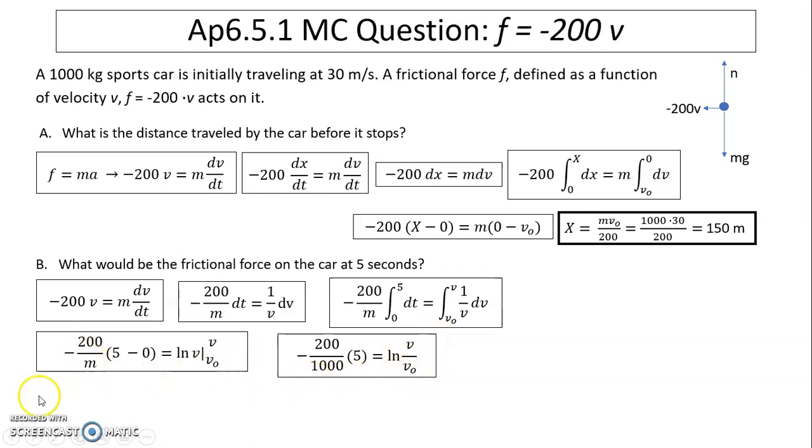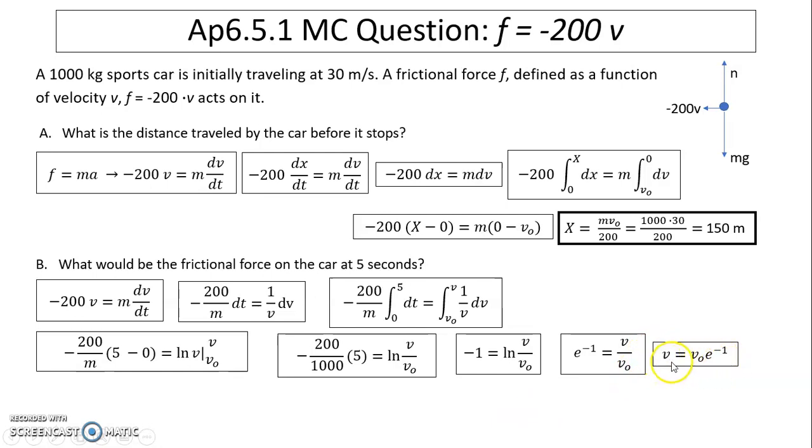And here we substitute m, this is the value we have, and simplify it. On the left hand side, we have negative 1. On the right hand side, we have ln V over V naught. We can take e to the power of both sides. On the left hand side, we'll have e to the negative 1. On the right hand side, we just get V over V naught. So from here, we can solve for V.